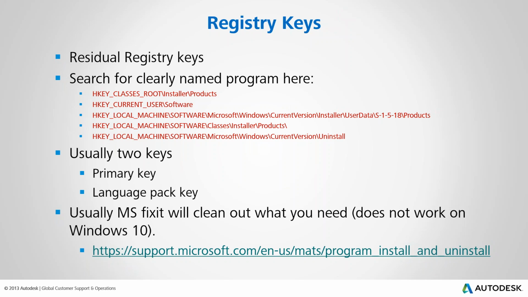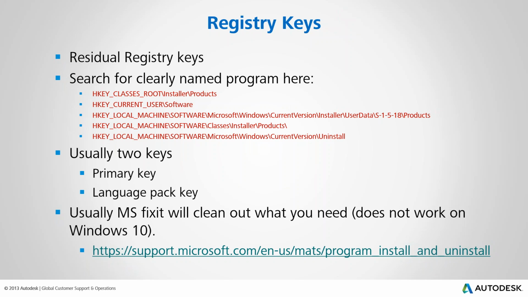One of the main ones is HKey classes root /installer /products. And if you've never gone in and messed with the registry before, there's all kinds of fun stuff. We'll actually have a screenshot of it on the next slide so you can see just a small snippet of where you're going to find it in the registry. Basically you run regedit, R-E-G-E-D-I-T, just type that in the search box on the start menu. That'll bring up the registry editor, and then you navigate down to each of these keys.